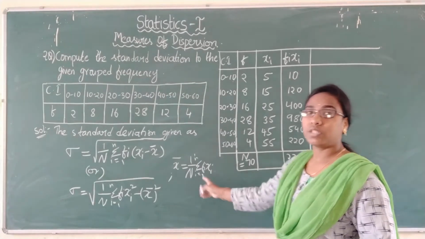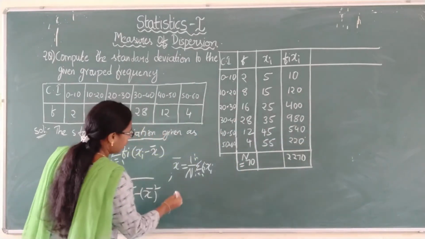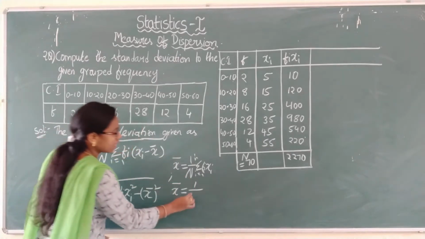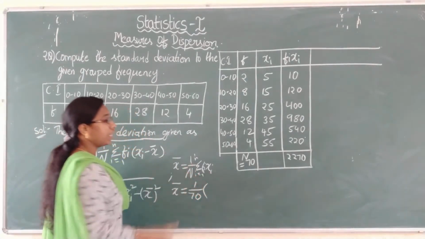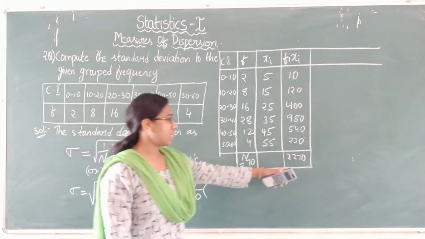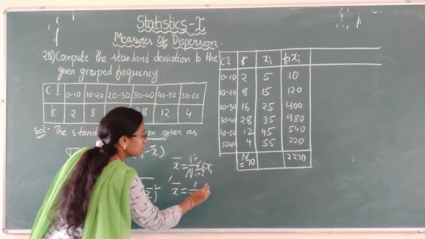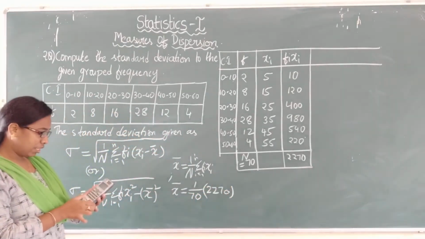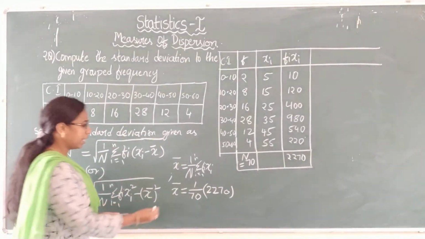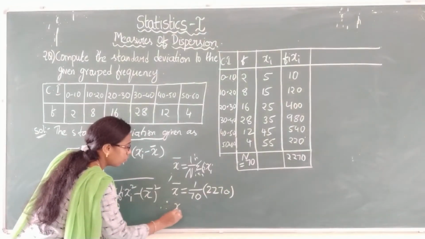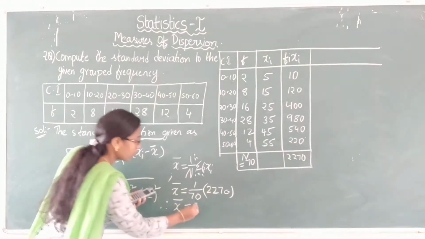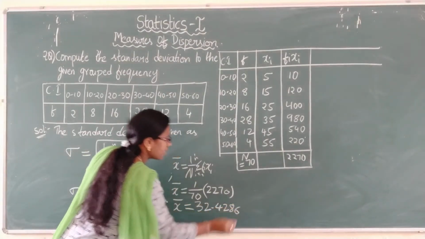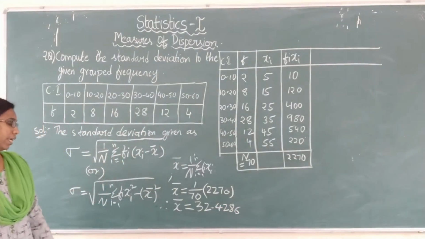So now find out the mean value. Here x bar equals 1 by capital N, which is 70, so 1 by 70 into summation fi xi, which is 2270. So 2270 divided by 70. We get the mean value, therefore x bar equals 32.4286. So now we got the mean value.